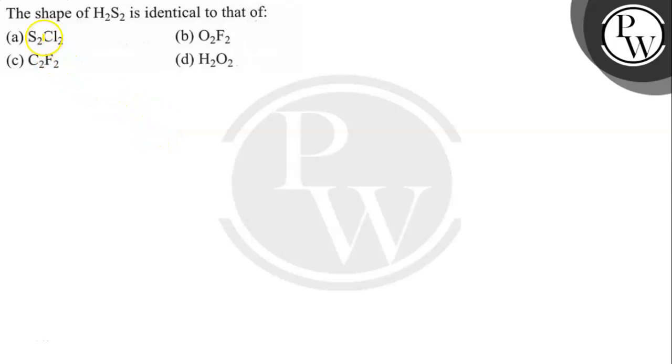So let's read this question. The question says that the shape of H2S2 is identical to that of, and there are four options and you have to find out. So the shape of H2S2 is identical to which of these following compounds. So let's solve this question.